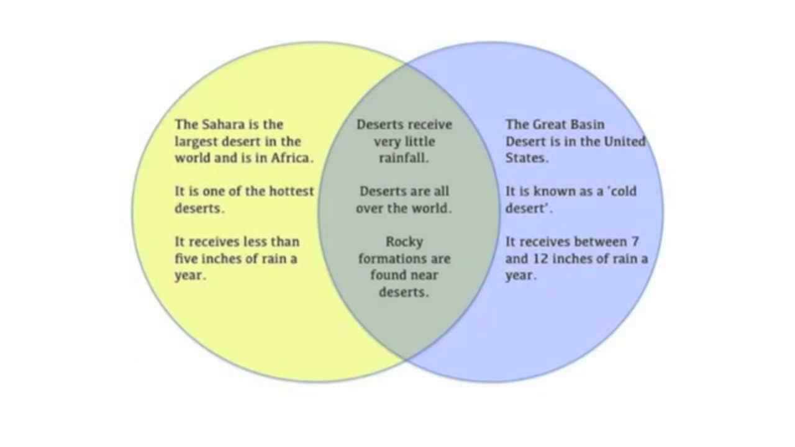Here is our completed Venn diagram with differences on the outside and similarities in the middle. As you can see, I was able to compare and contrast two different articles about similar topics. By comparing and contrasting, I was able to better understand deserts throughout the world. Now, boys and girls, you should be able to compare and contrast while you read.